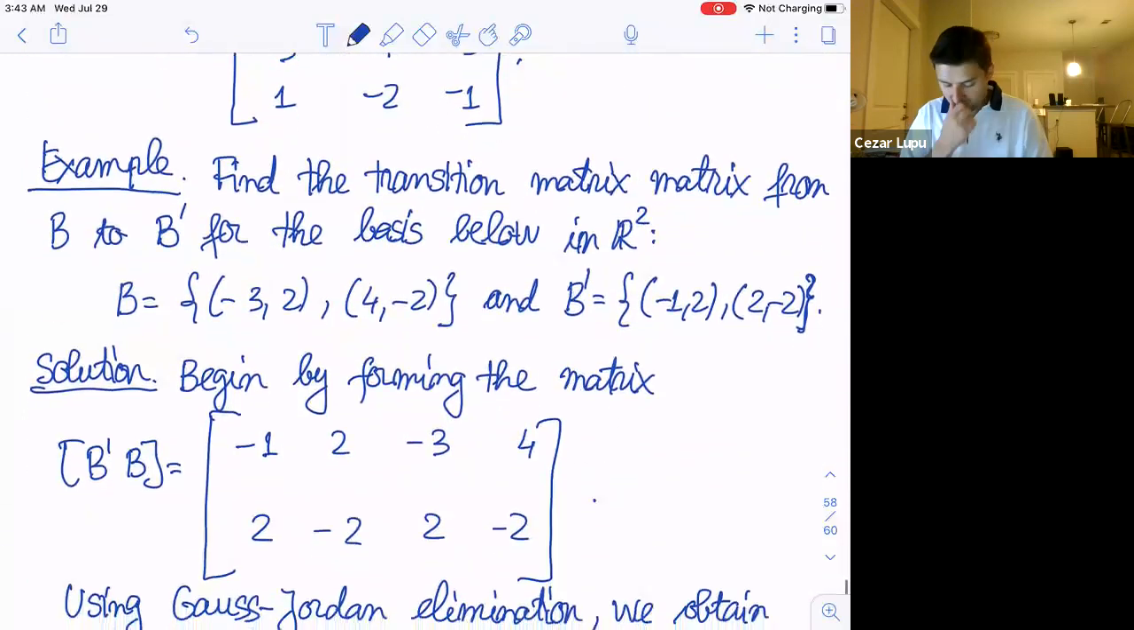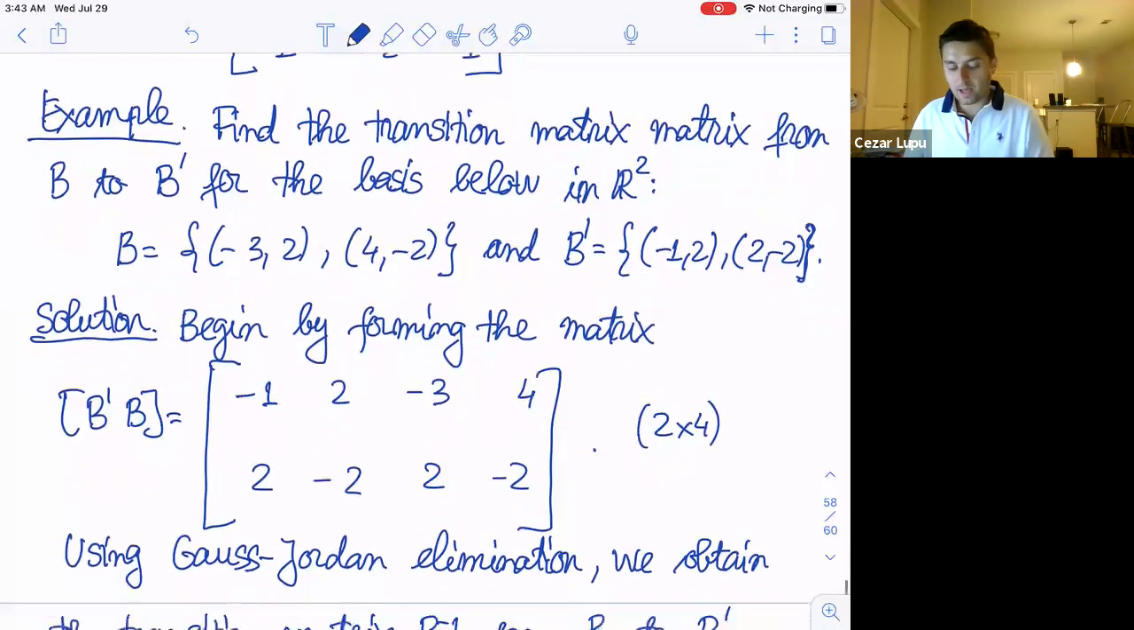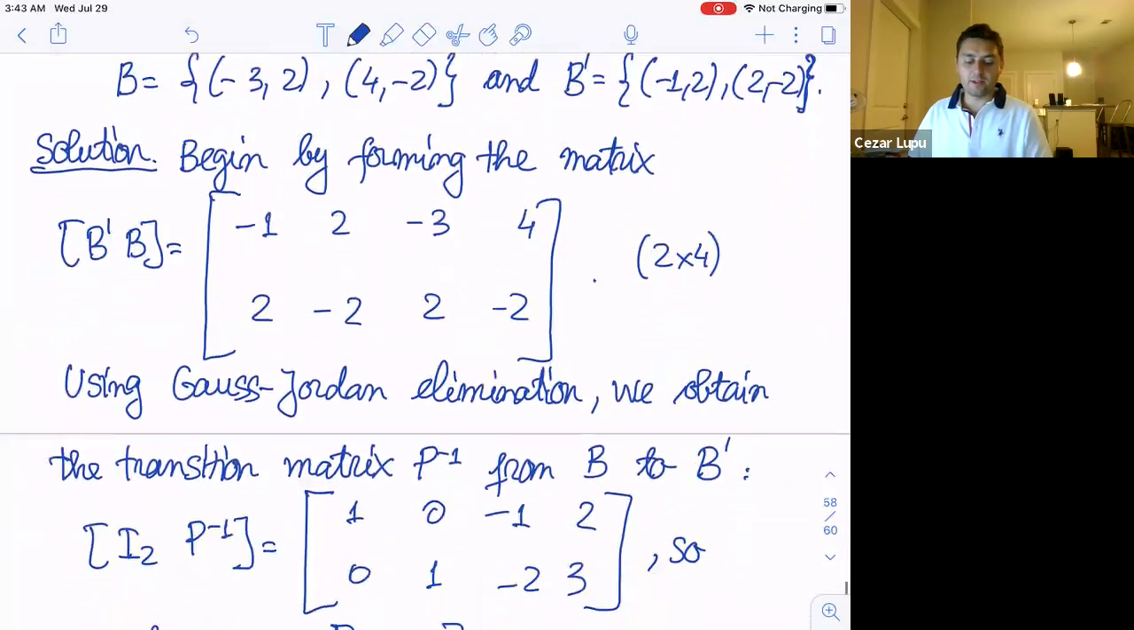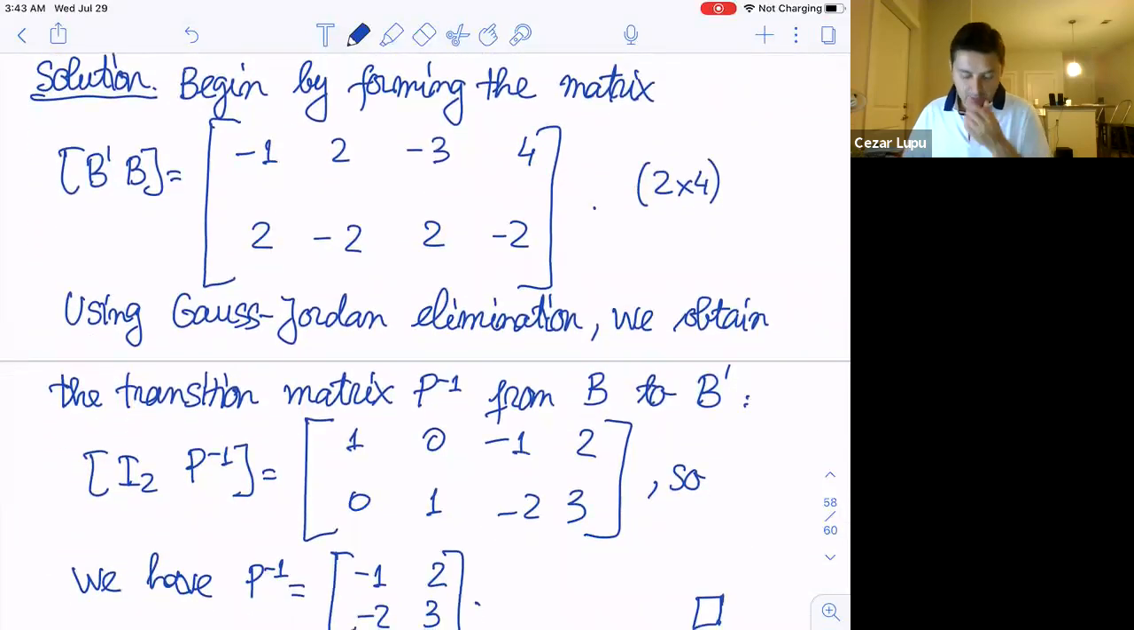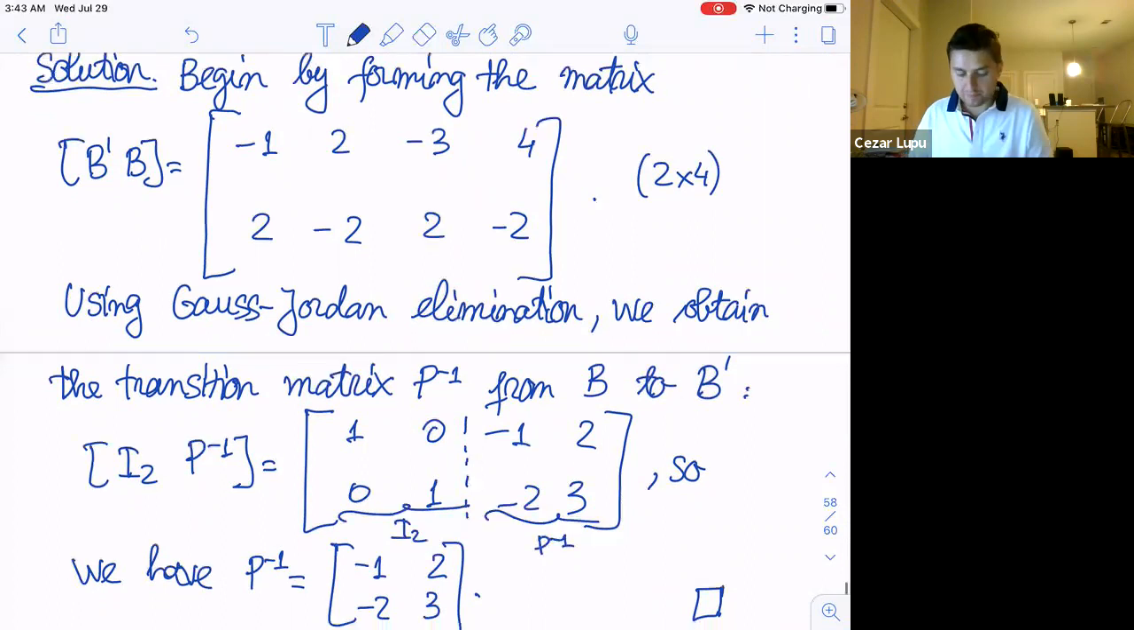So let's write this matrix. It's a 2 by 4, which will consist of B prime and B. And again, using Gauss-Jordan elimination, we'll find the transition matrix. As you can see again, this is the identity, and this is my P inverse, which is this.